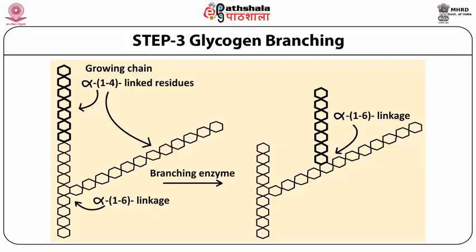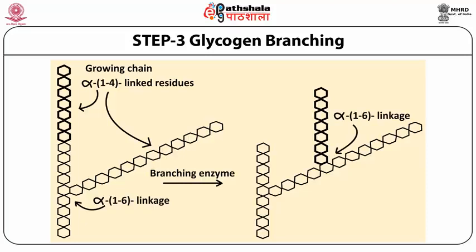After a number of glucose units have been linked as a straight chain with alpha 1,4 linkage, the branching enzyme breaks the alpha 1,4 bond. It breaks a 7-unit segment of alpha 1,4 residues from a glycogen chain and transfers it to a C6 hydroxyl group, that is the hydroxyl group present on carbon 6 of a glycosyl residue, that is 4 residues away from an existing branch. Reattachment is done by creating an alpha 1,6 bond.